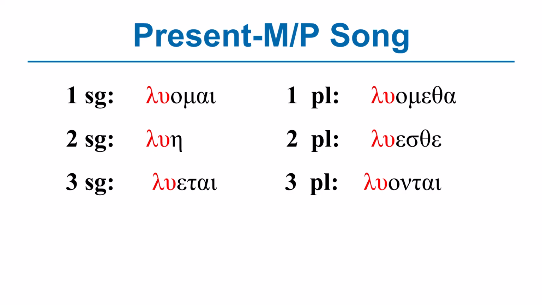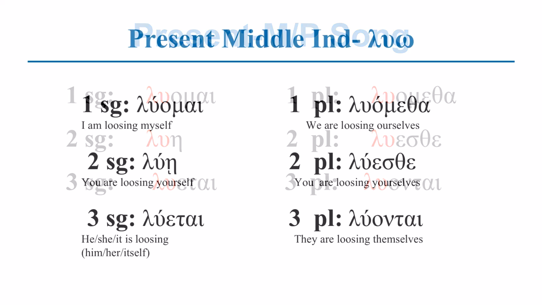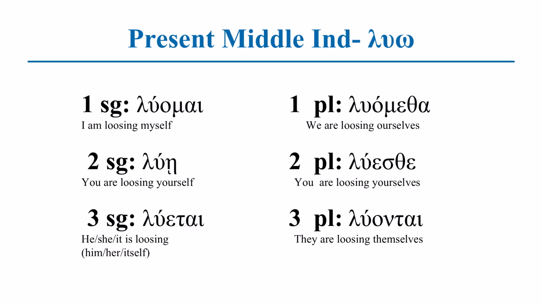That's a song that you need to know and master quickly, the present middle and passive paradigm. For the sake of knowing how to translate the middle voice and the passive voice, we're going to separate them. The endings are the same, but the translation is different. So let's look at the present middle indicative. Let's look at the middle voice. When you attach the middle voice endings, you're going to have luomai, lueis, luetai, luometha, lueste, luontai. So how do you translate the middle voice?